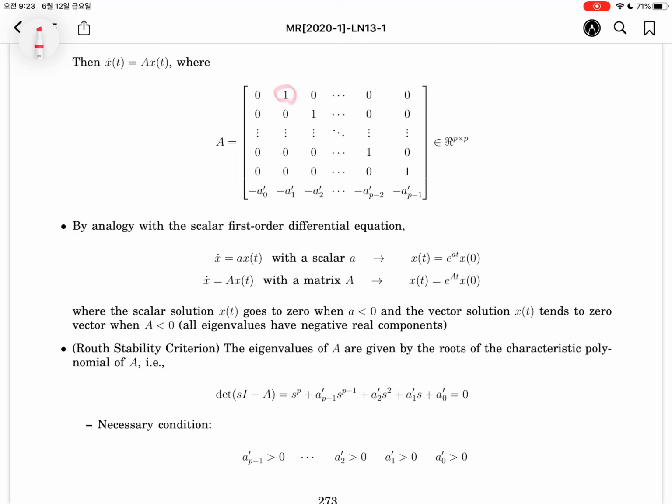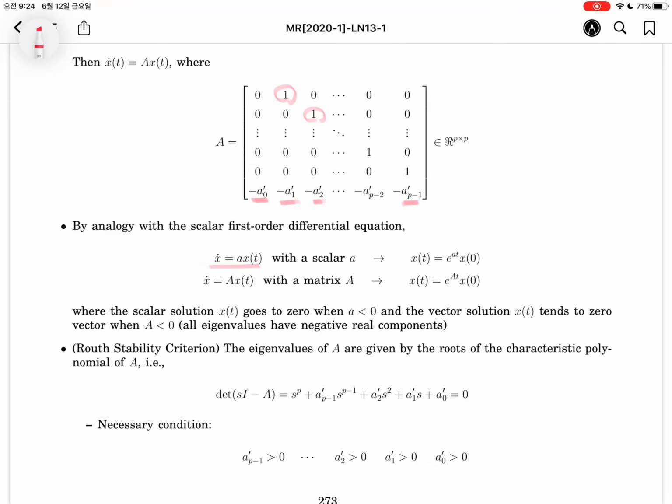Okay, so x can be the column vector from x1 to xp. So x1 dot will be x2, is it right? x2 dot will be x3. Like this, the off diagonal terms will be 1. And then the last row will be the coefficients multiplied by x1, x2, x3, up to xp minus 1. So we have this kind of system matrix A. From here, we know that x dot is Ax.